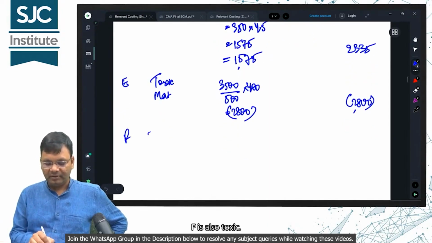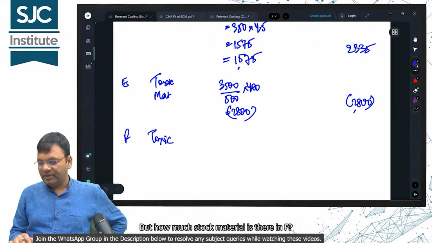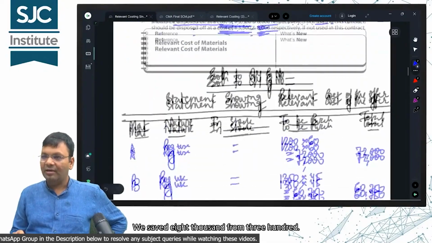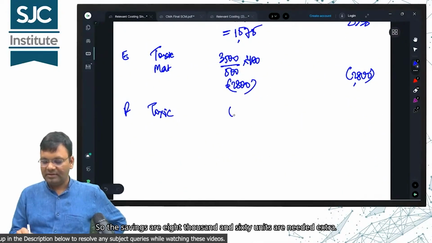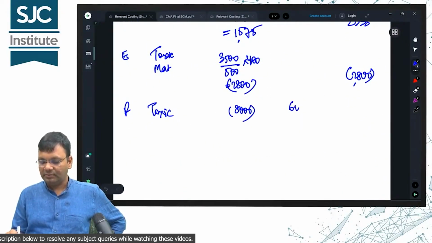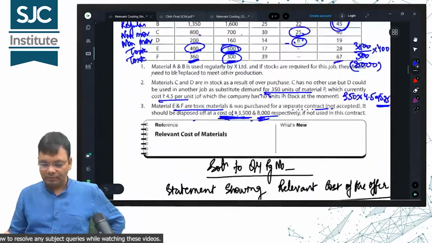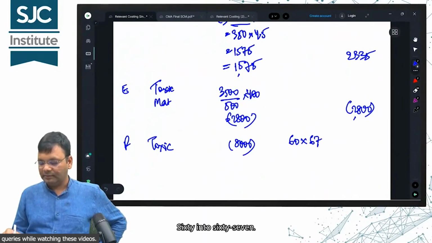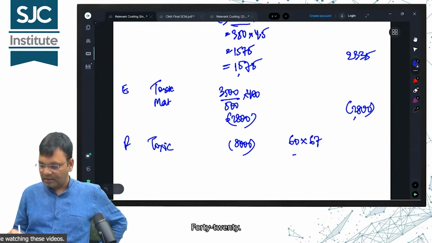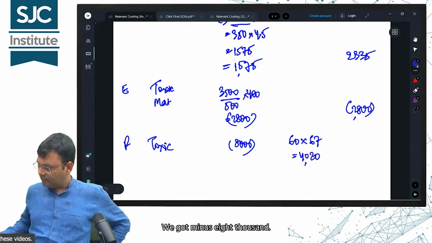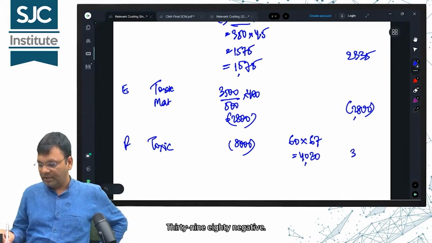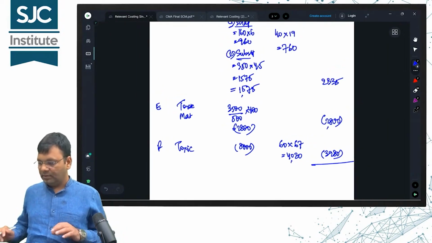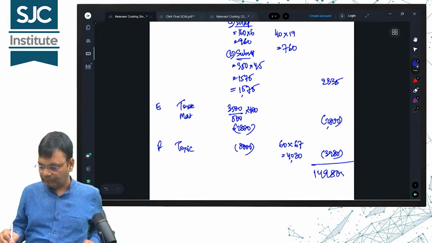Okay. F is also toxic. But how much stock material is there in F? 300, and we need 360. We saved 8000 from 300. So the savings are 8000 and 60 units are needed extra. Its cost will be 67 rupees each for the extra 60 units that are needed. 60 into 67 is 4020. We got minus 8000, so 3980 negative. After adjusting all of this, we will get the net figure 149805.